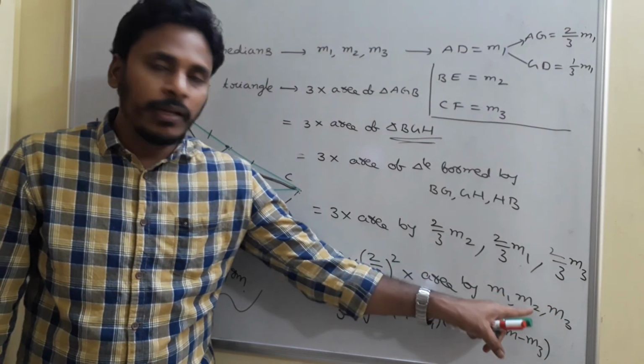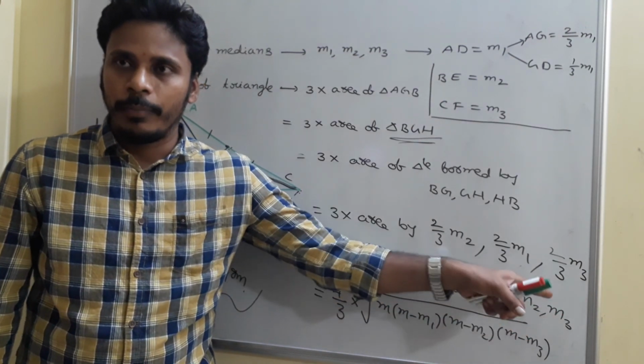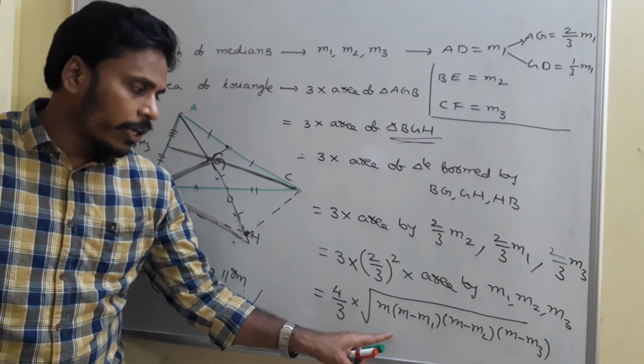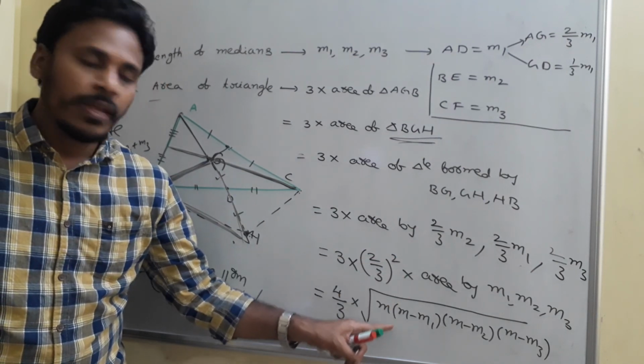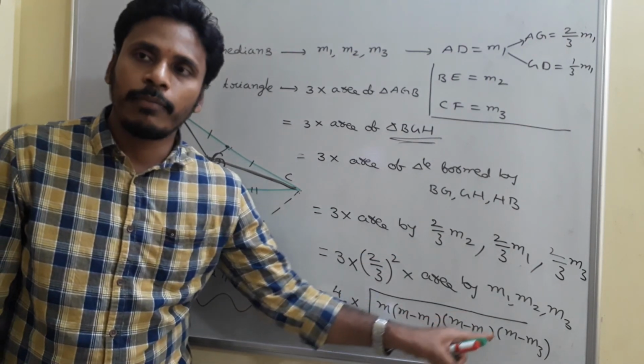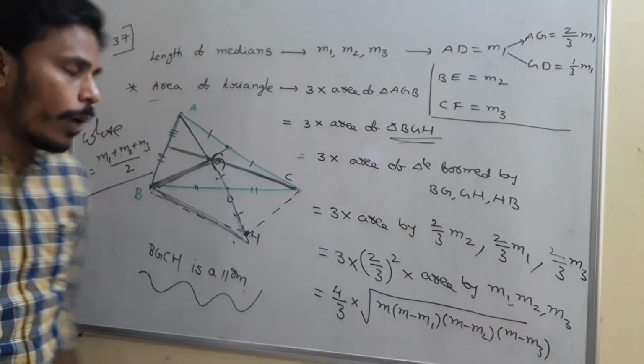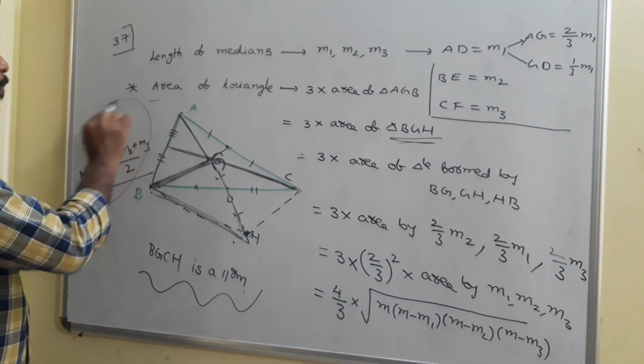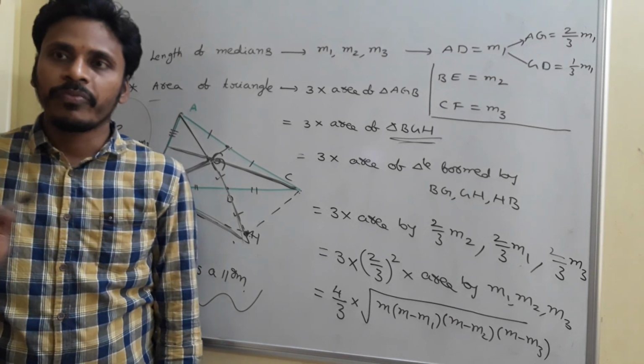And the area formed by 3 sides like ABC, here you have m1, m2, m3. Then by Heron's formula, here it is root of m, m minus m1, m minus m2 and m minus m3, where that m is equal to m1 plus m2 plus m3 by 2. Okay, just have a look.